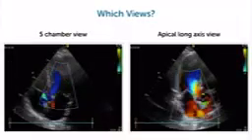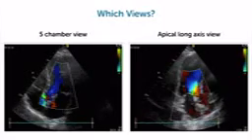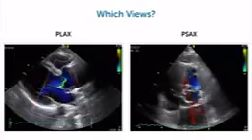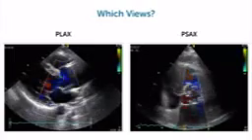So which views then are useful to assess AR? Well, the ones which show the aortic valve. So we will use the 5-chamber view, the apical long axis view, so the 3-chamber, the parasternal long axis view, and a short axis view.